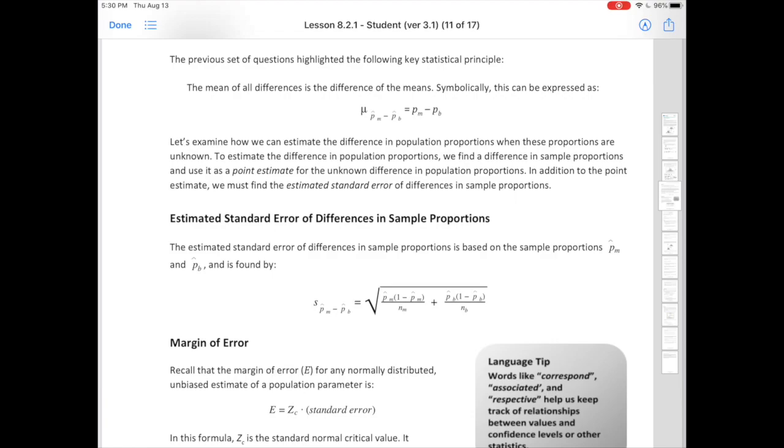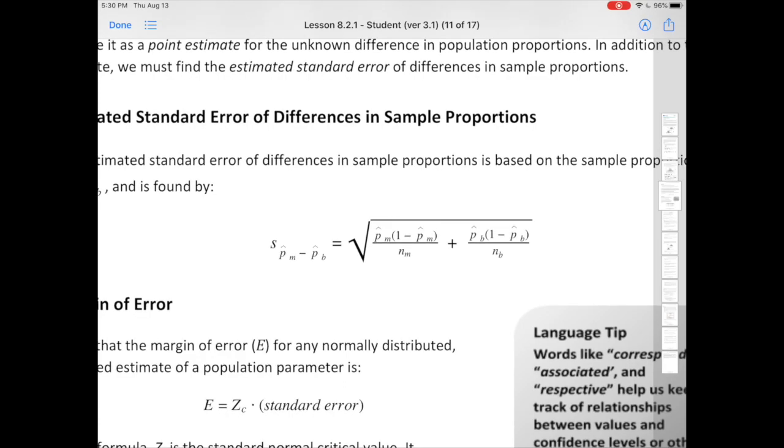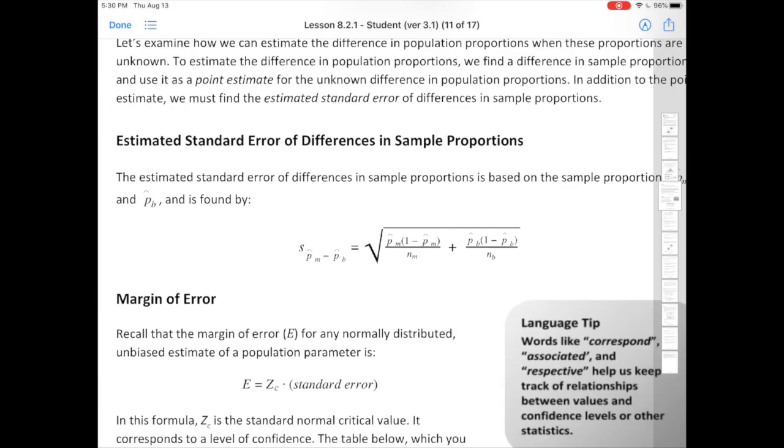So the estimated standard error of differences in sample proportions is based on the sample proportions PM hat and PB hat, and it's found using this formula. Okay, so this is going to be our formula. This should seem familiar, right? This is just like the formula we used in the previous two sections. The only difference, though, is that we don't have just P, the P has hats in this one instead of not having hats in the previous lesson, right? The reason for that is we do not know the real answer, so of course all we have is our sample proportions to go off of. And this should remind you of what we did before when we were doing confidence intervals at the beginning.